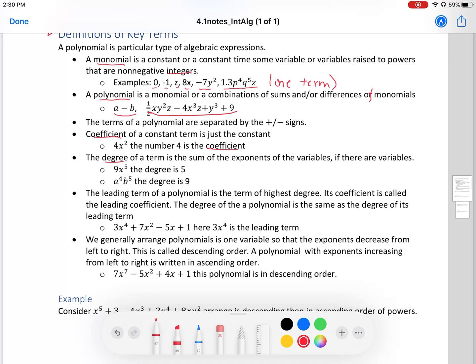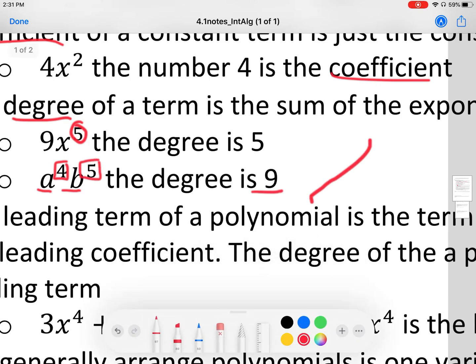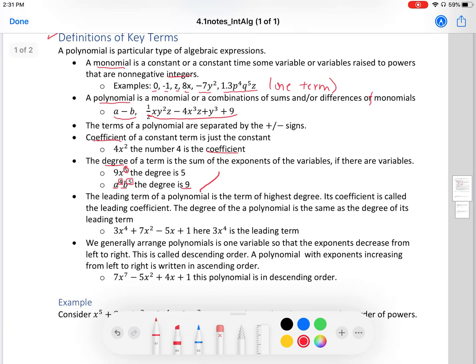The degree of a term is the sum of exponents of the variables, if there are variables. So, for example, this first one, 9x to the fifth power, that 5 is the degree. The second one, remember, it can also be the sum of exponents. So if you see a lot of exponents written together, you have to add them up. So 4 plus 5 will give us that 9. That's the degree of the term.